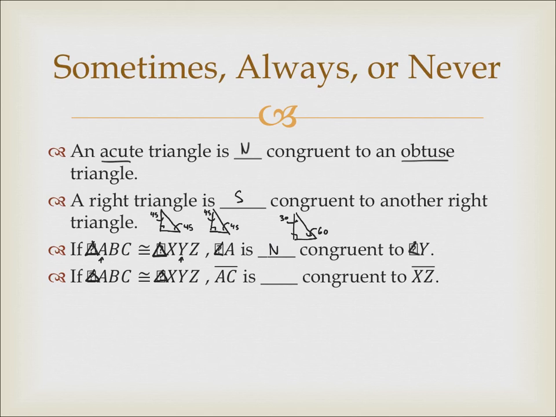Let's go to the next one. AC, so A and C, is congruent to X and Z. Well, that's true because the letter placement is the same, so this would be always. Segment AC is always congruent to XZ.